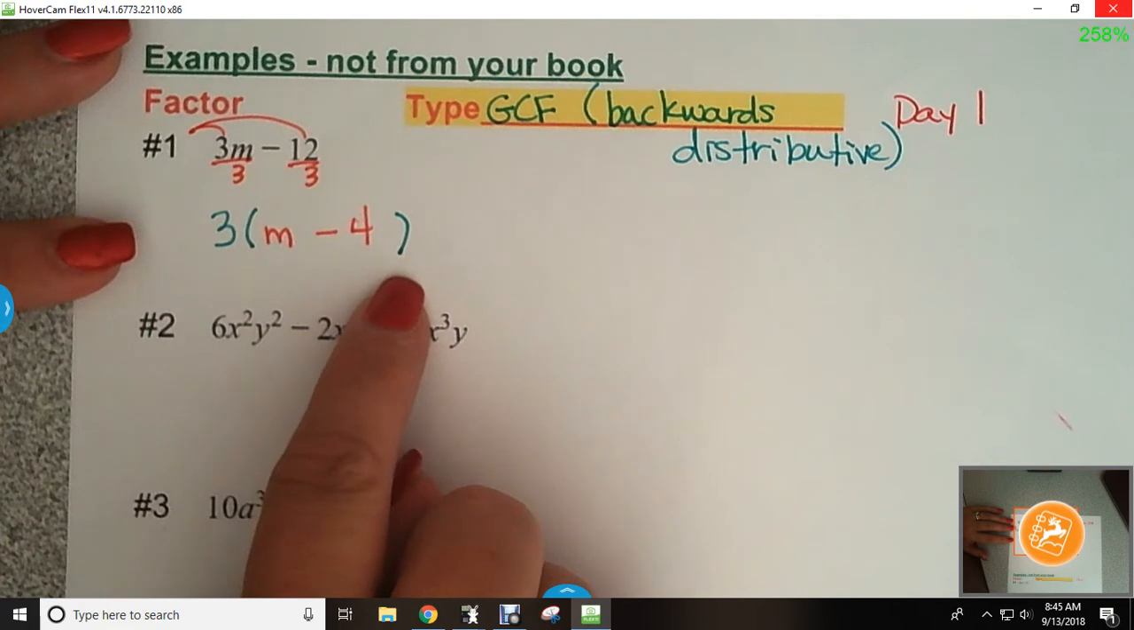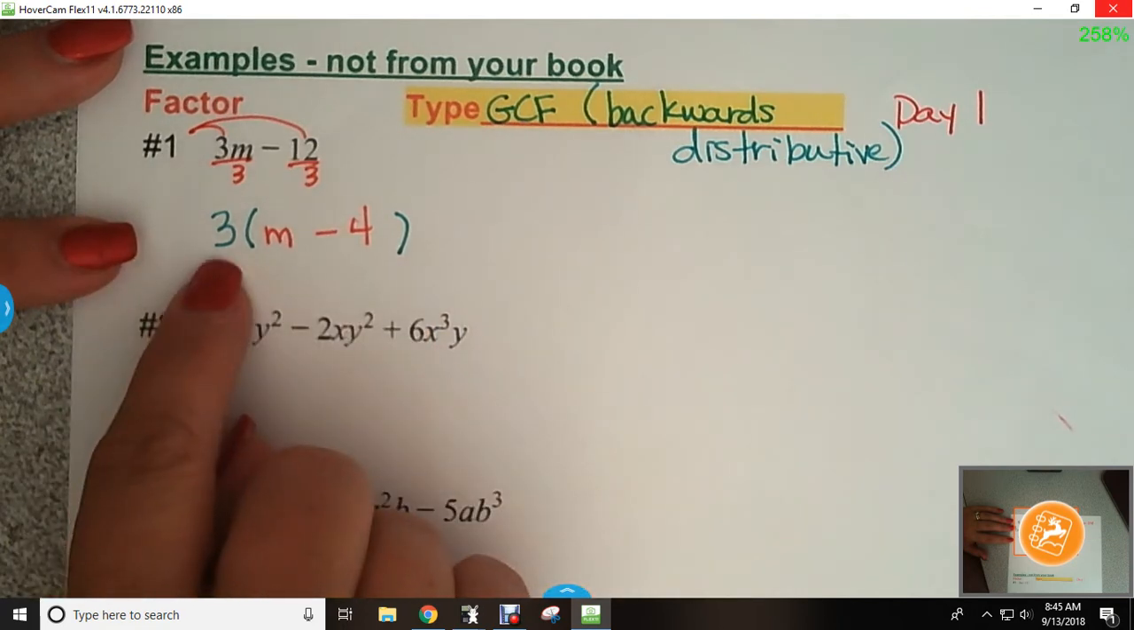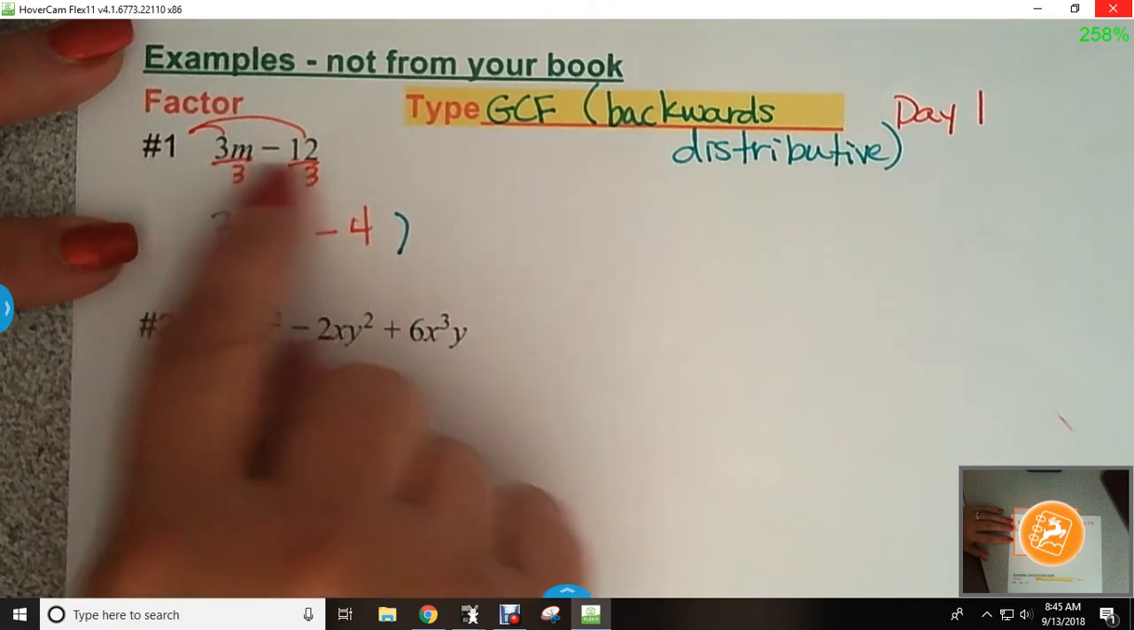The way to check it and see if you've done it correctly is to take and redistribute the 3 and see if you get what you started with.